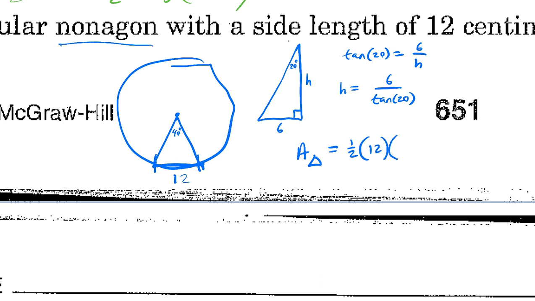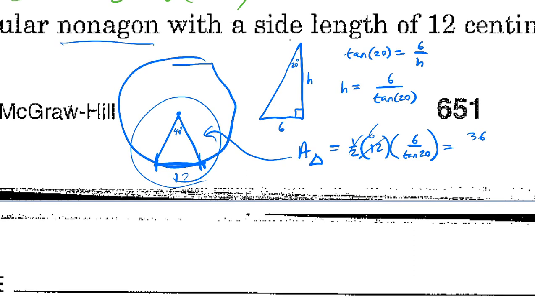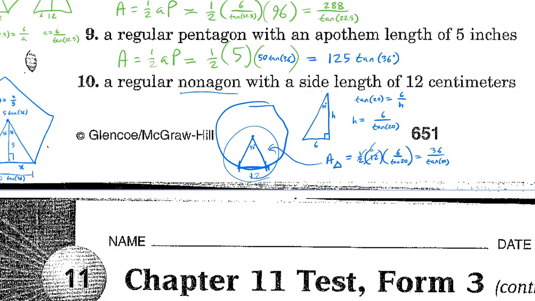12, times the height. And so when I'm talking about one triangle, I mean one isosceles triangle, not the right triangle that we cut in half version. Okay, and then the height was 6 over tangent of 20. So we could simplify that: 1/2 of 12 is 6, 6 times 6, so this is 36 over tangent of 20. That's the area of one of those isosceles triangles, but there's 9 of them.